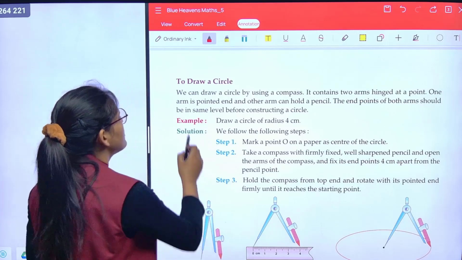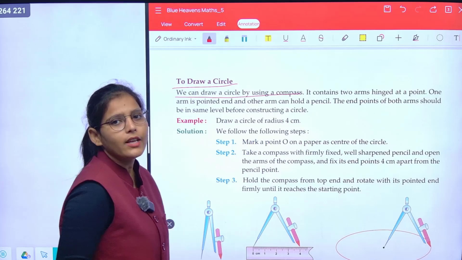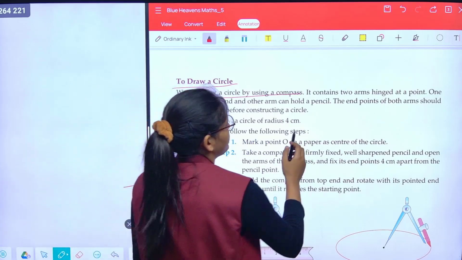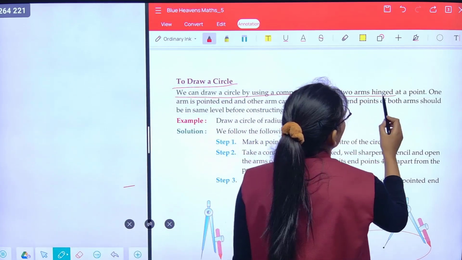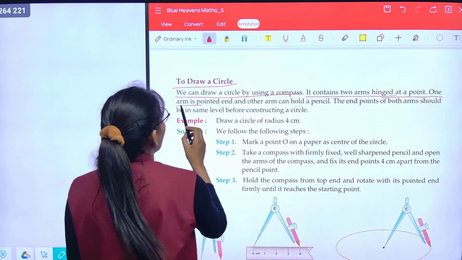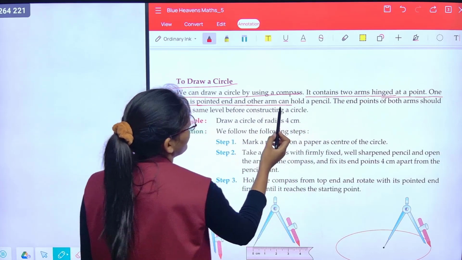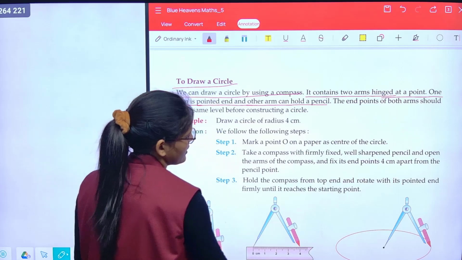Now class, to draw a circle, we can use a compass. A compass contains two arms hinged at a point. One arm is pointed and the other arm can hold a pencil. It is a compass, class.